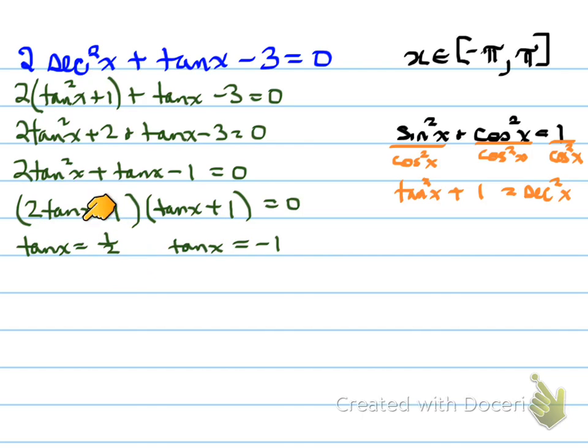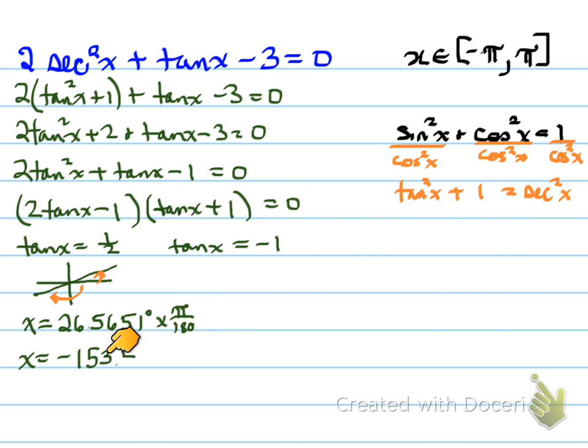Tan is positive in which quadrants? Well, hopefully you're thinking in 1 and 3. Tan is negative in quadrants 2 and 4. So, in this one, for 1 over 2, we need to find the related acute angle. Once I know this acute angle, I can determine this acute angle. And we get 26.5651 degrees converted to radians and negative 153.4349 degrees also converted to radians.